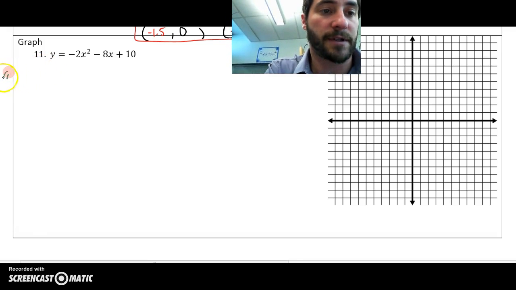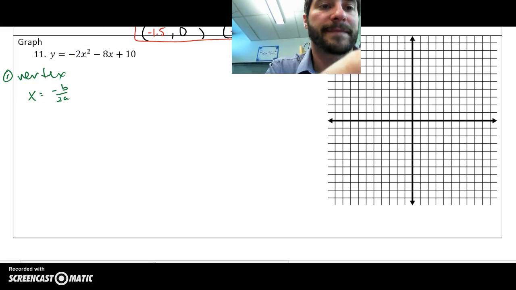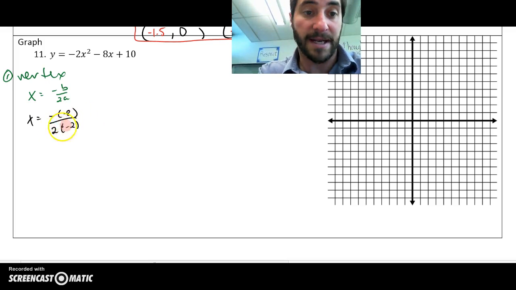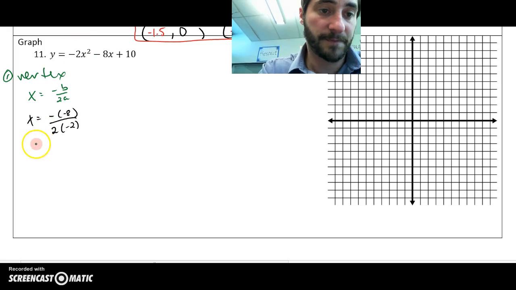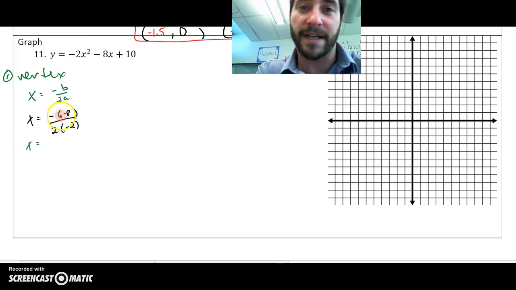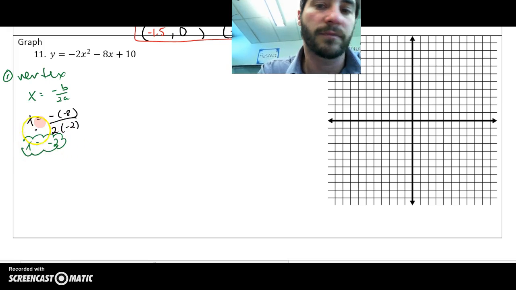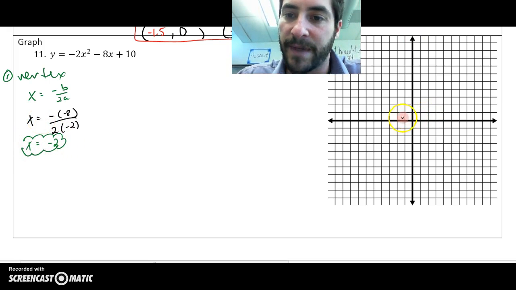Alright, so vertex. Use your magical equation, x equals the opposite of b over 2a. And let's plug in b. X equals the opposite of negative 8, which is going to be positive, divided by 2 times a. So we got positive 8 divided by negative 4. So we've got a negative 2. So that's our axis of symmetry at negative 2.